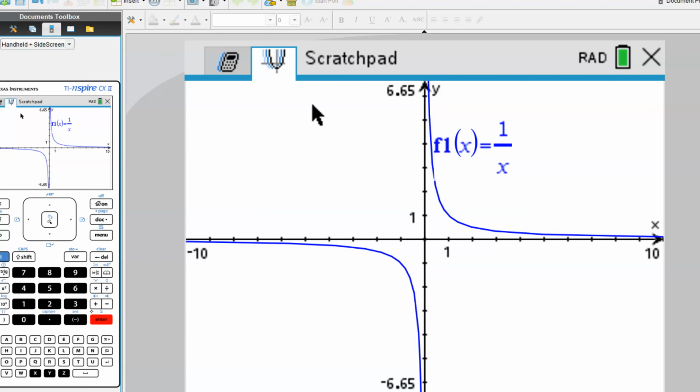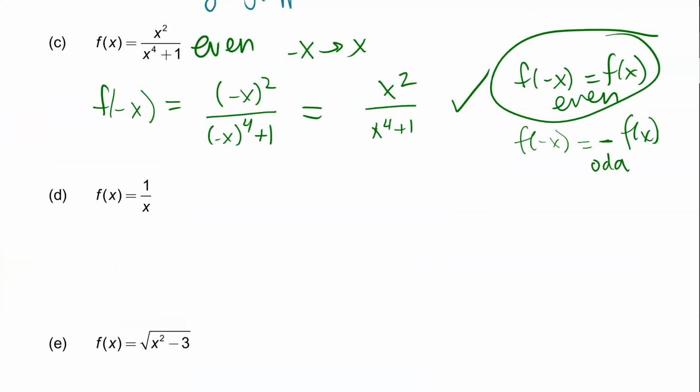Same graph. So imagine if you took what's in the first quadrant and you reflected across the y and reflected across the x. It's like a double reflection. That's more or less what origin symmetry is. Okay, it looks like it's odd. We're pretty sure it's odd.